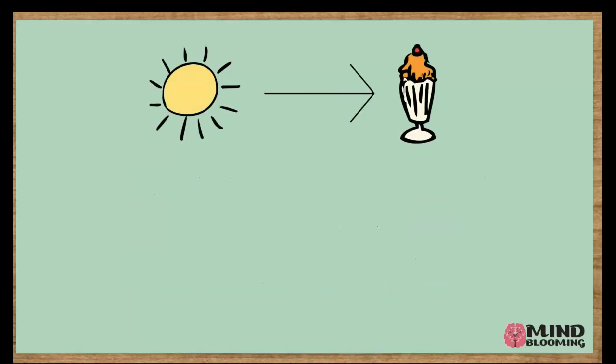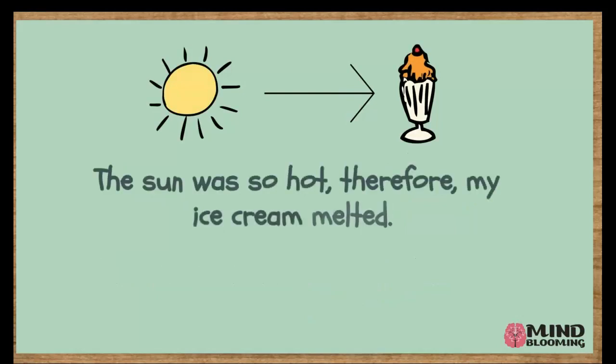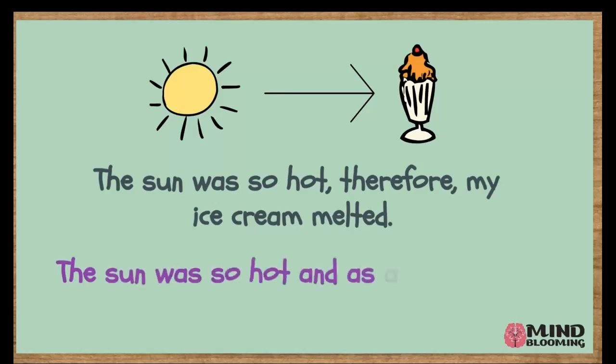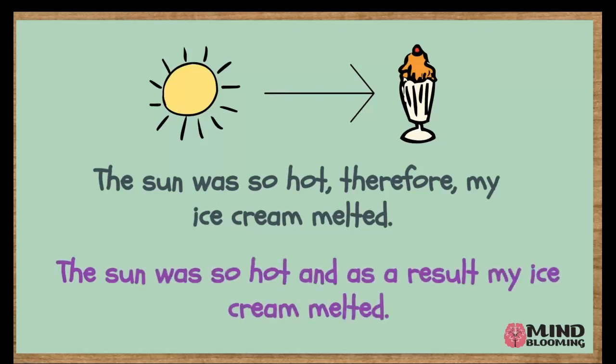I could also say the sun was so hot, therefore my ice cream melted. Or the sun was so hot and as a result, my ice cream melted. Now in these two examples, I wrote the cause first, which is the sun being so hot. However, I used two different keywords to show the effect after it, which is therefore and as a result.